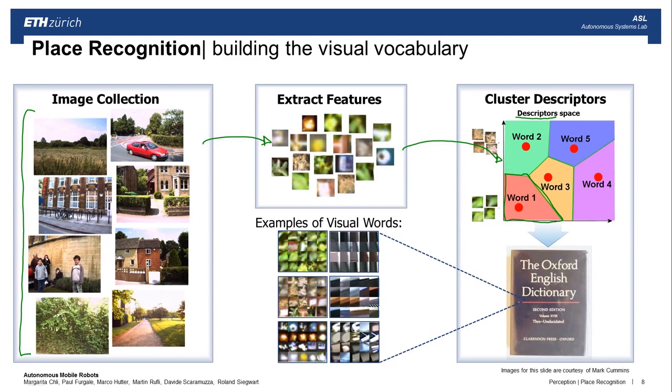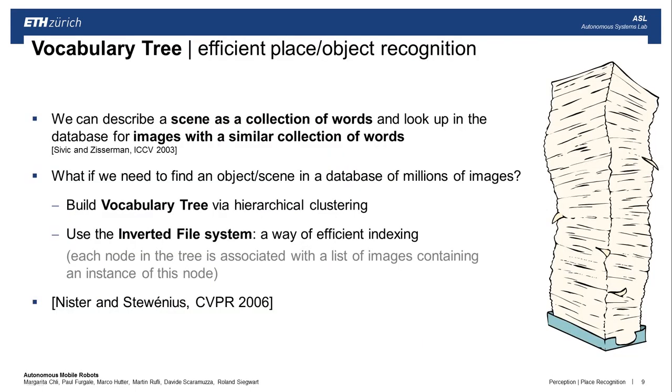So using these visual words, we can now describe a scene, an image, as a collection of words. And then looking at those words in the database, we can find out which images contain a similar collection of words. But what if we need to find an object or a scene in millions of images or even more? Then you can see that this is a scalability issue. And we're going to tackle this by building a vocabulary tree out of them and using the inverted file system, which is a way of efficient indexing in the tree.